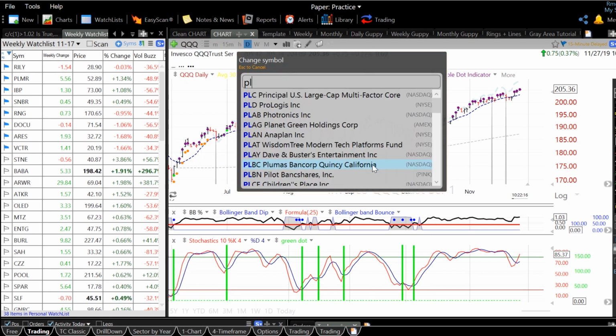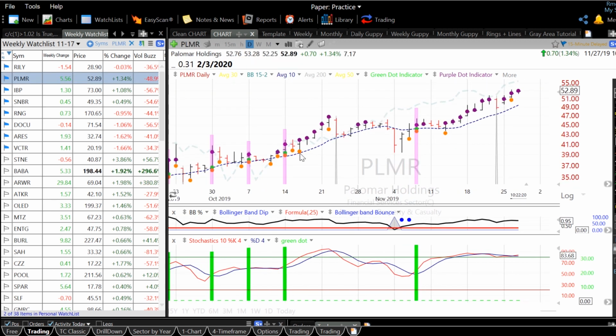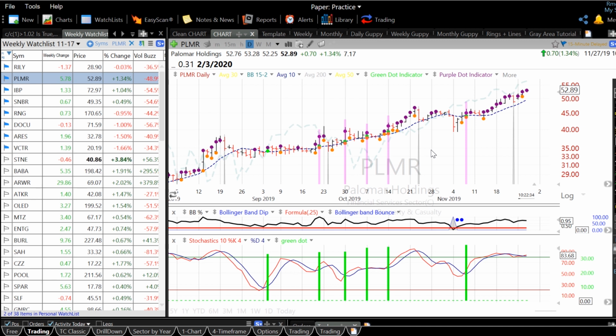So taking a look at an example, let's look at PLMR. You can see right here the stock moved up very well then consolidated a bit, and then there was another green dot signal, which signified another move upwards. And from this point on, the stock is now up 18%. So you can see how effective this can be. But as always, and with all these indicators, you need to make sure that you're protecting yourself with stop losses.